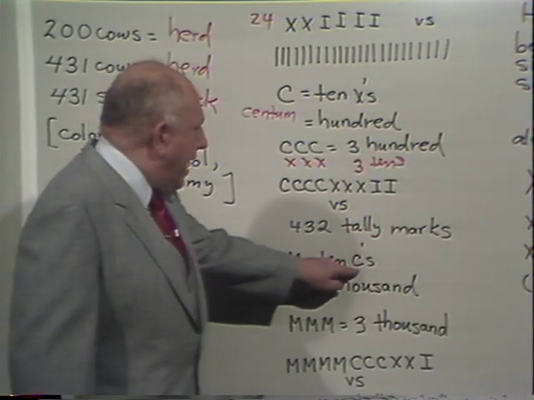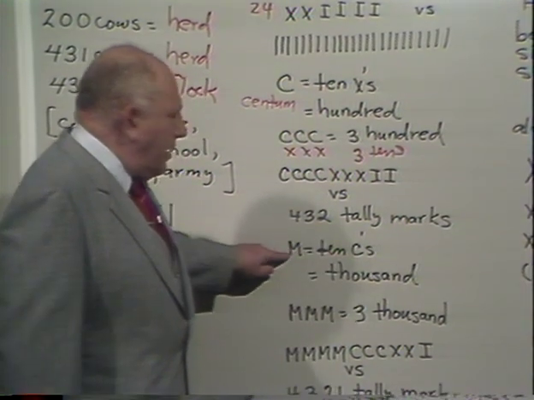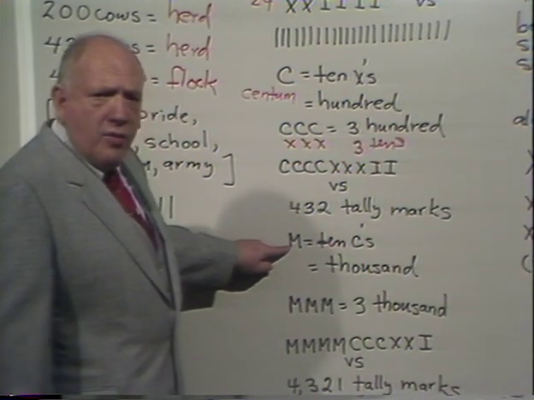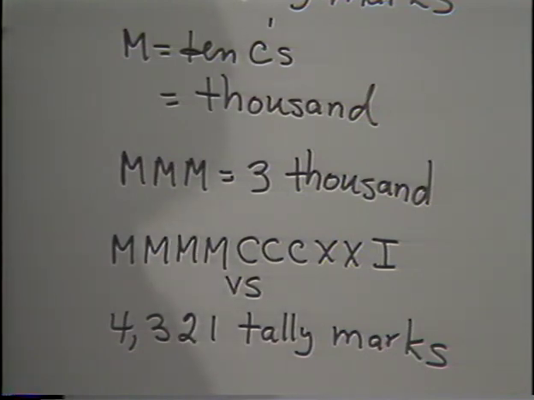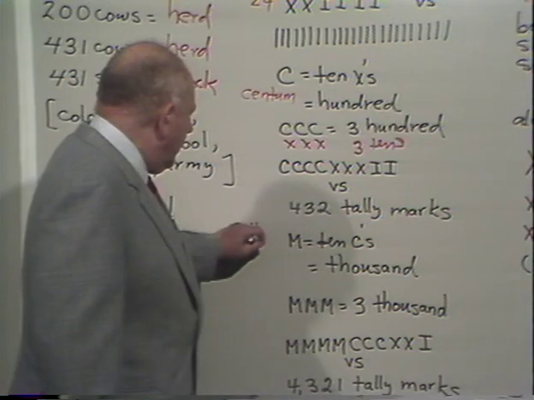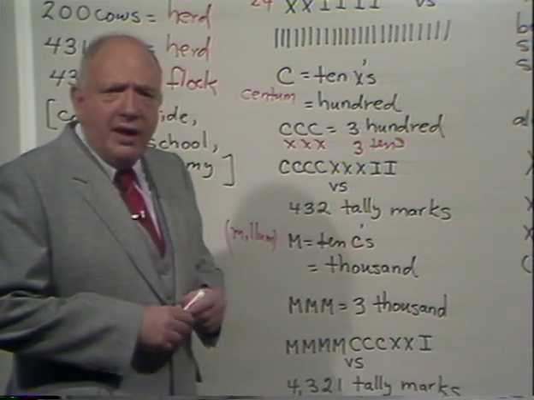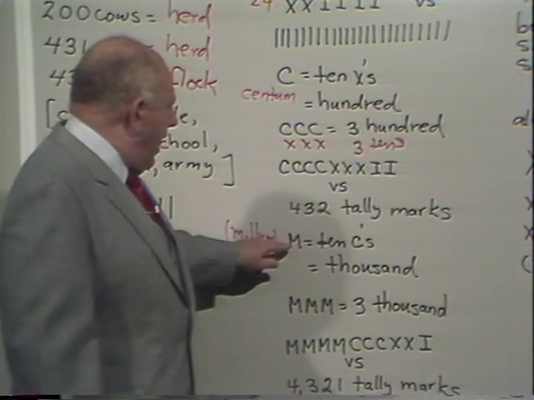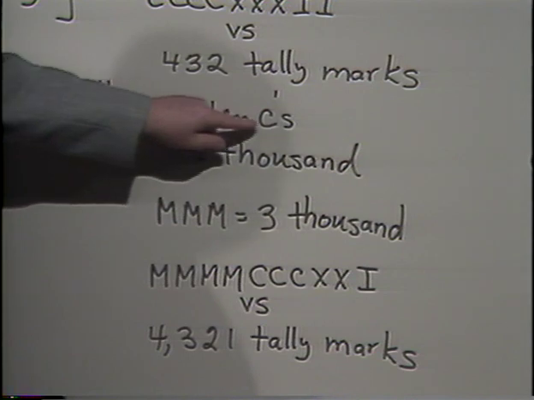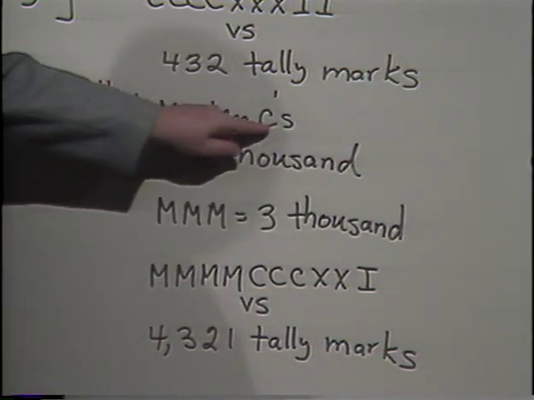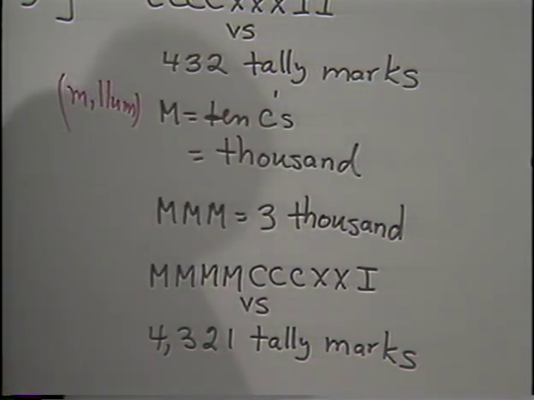Now when they came to 10 C's, they decided, well, we'll make up a new letter. The Latin word for 1,000 was millum. That's where the word millimeter comes from, milligram, 1,000th of, okay? So M became known as the symbol for 10 C's. Since each C was 100, 10 C's were 1,000.